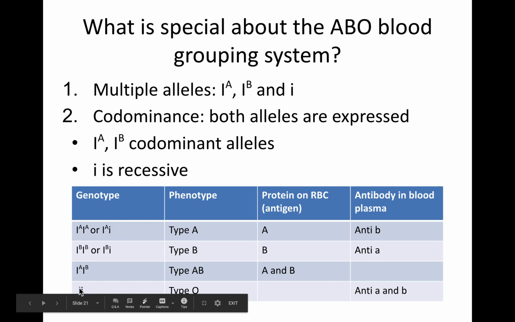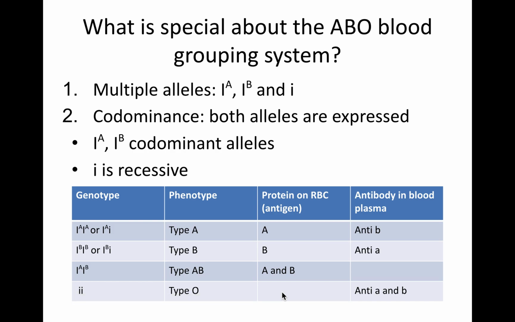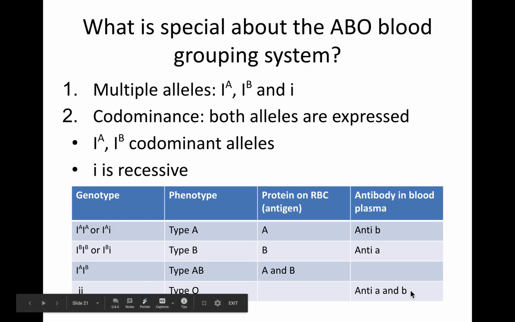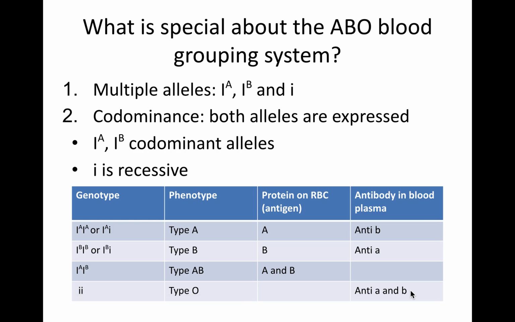Type O blood is going to have little i on it, so they're type O, and they don't have any antigen markers on their blood. They are going to have the antibodies for both because their blood cells don't have markers on them. So that means they are the universal giver, but they cannot receive any other blood type besides their own.